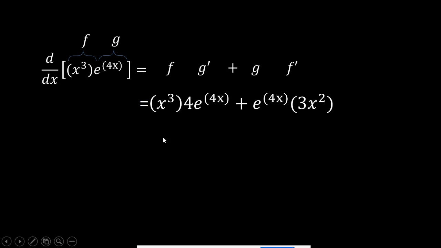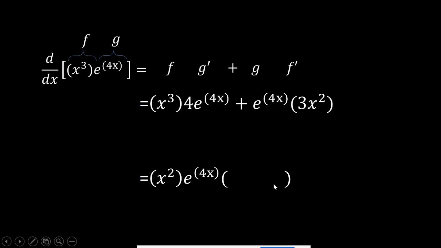And then from here, I'm going to look to see what I can factor out. Something from this piece, something from this piece. What do they have in common? Well, you can see they have at least an x squared they share. Or I shouldn't say they share it. They have it in common. The 4 and the 3, there's nothing I can do with those. But they do have an e to the 4x in common. So I'm going to factor out x squared e to the 4x.